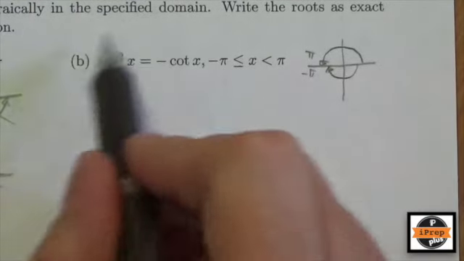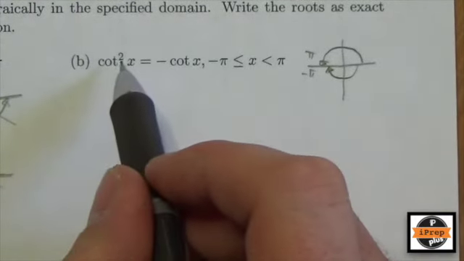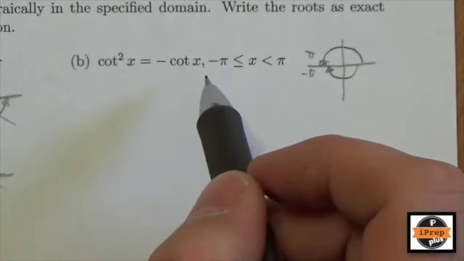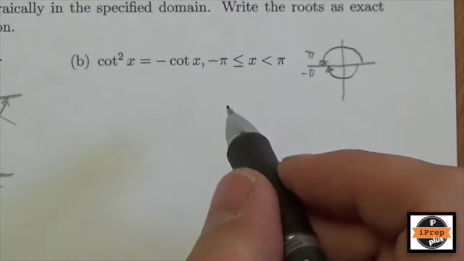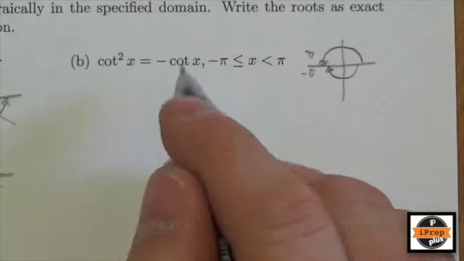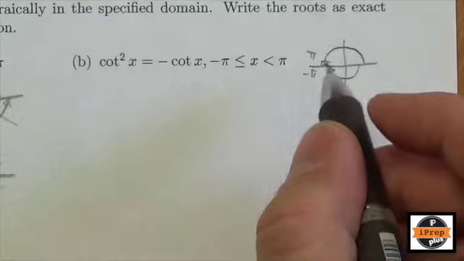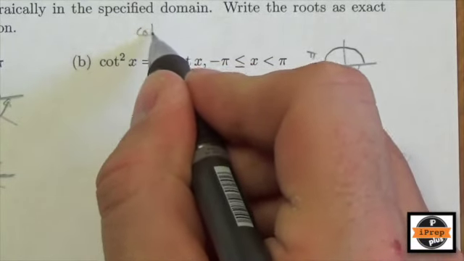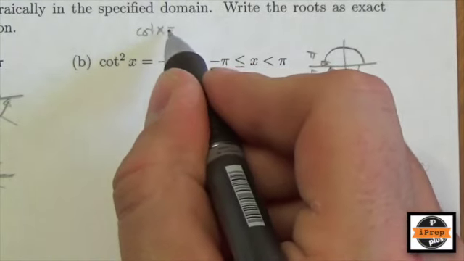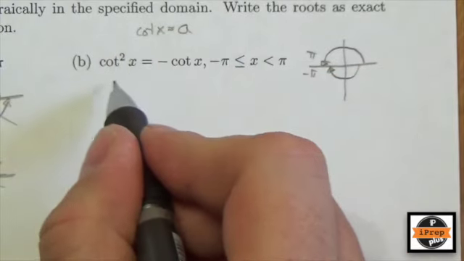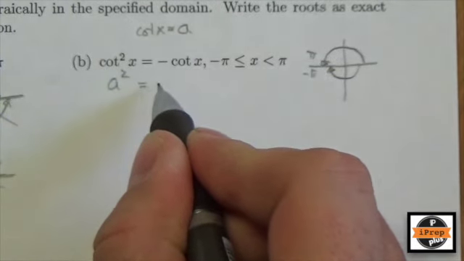Now let's take a quick look at the equation here. Cotangent squared of x is equal to the negative cotangent of x. And again, we might look at that and say, I don't want to work with the trigonometry right now. So let's let cotangent of x, let's give it another variable here. Let's call it a. So this becomes a squared, and that's going to equal negative a.